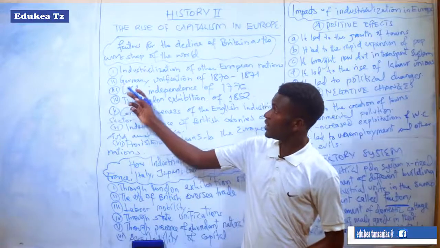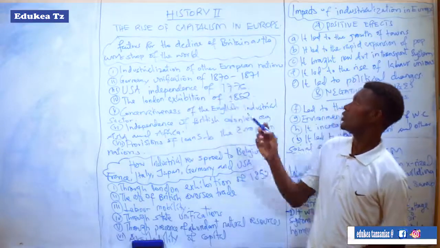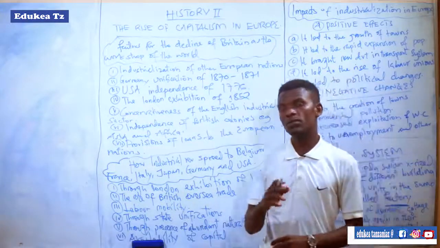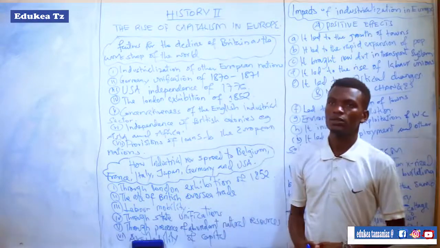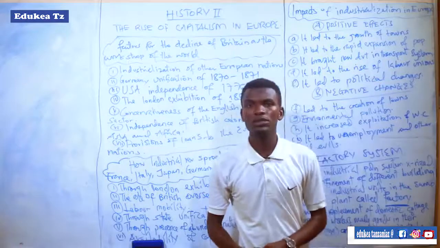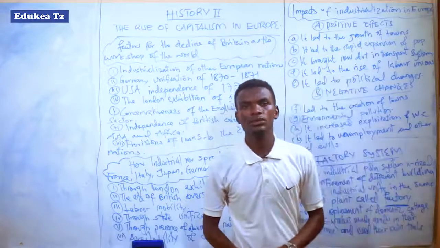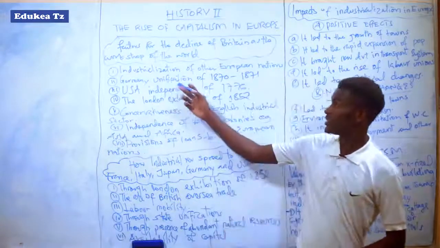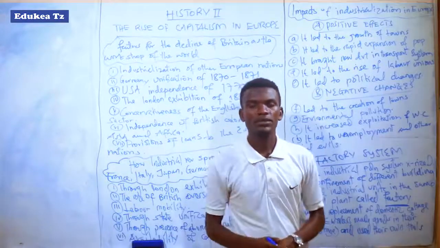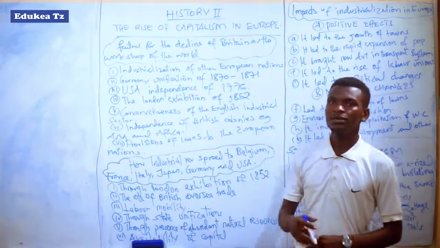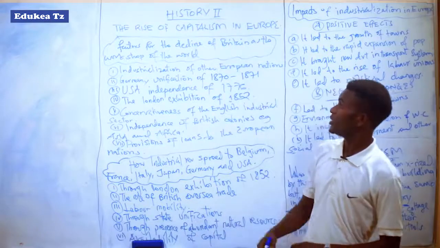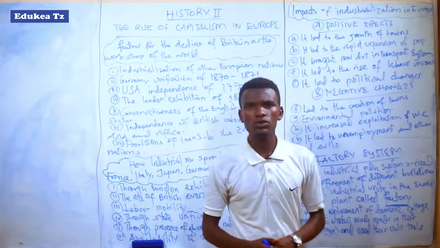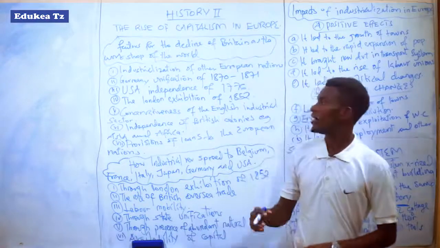Another factor was German unification of 1870 to 1871. What is German unification? In previous lessons we saw German unification, whereby various states, about 360 states, were united to form a single nation, which is Germany. For example, states like Hanover, Austria, Prussia, Bavaria, and other states were joined together in order to make a single nation. And the unification contributed to the expansion of the market for manufactured goods.